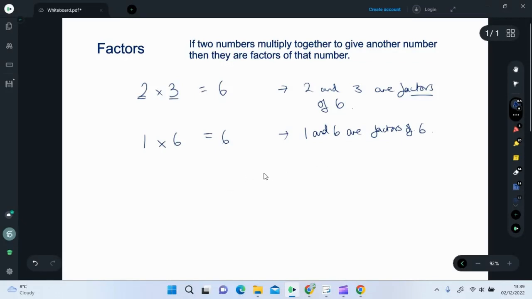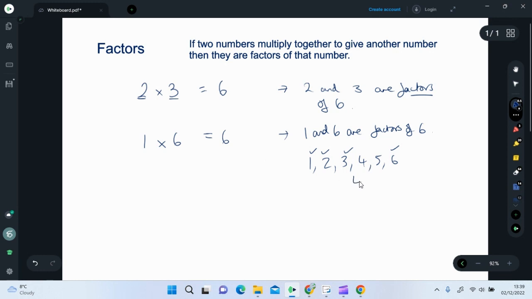Does 6 have any other factors? Well, consider all the numbers from 1 to 6: 1, 2, 3, 4, 5, and 6. We've already used 1, 2, 6, and 3. I don't know why I went in that order. 4 and 5, could they be factors of 6?